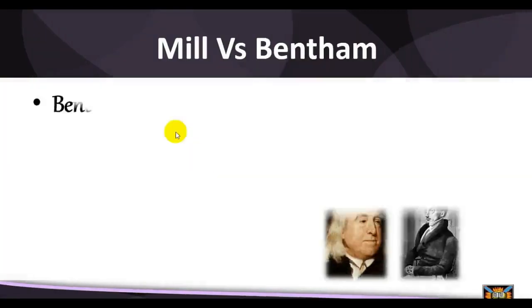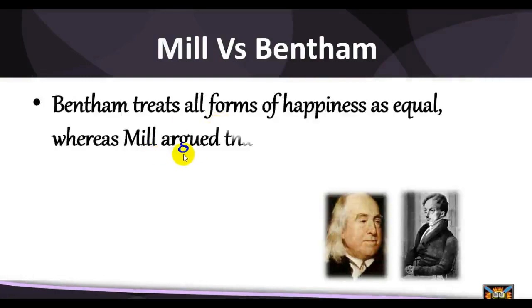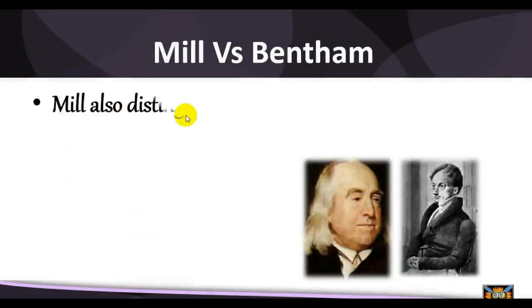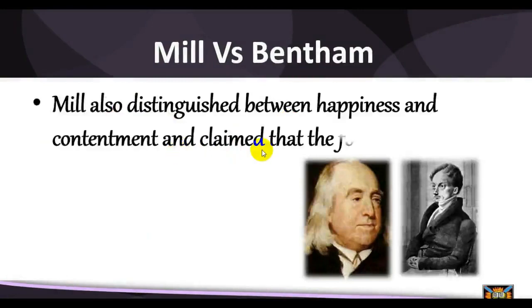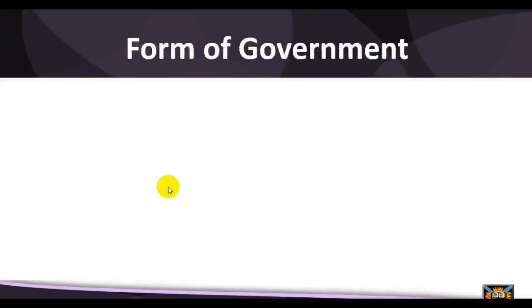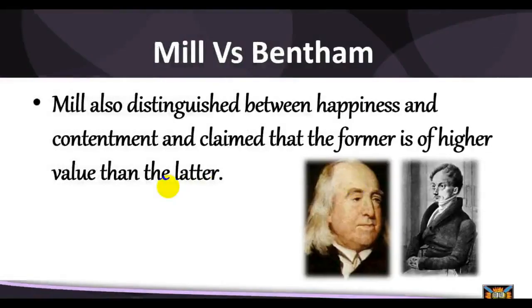Bentham treats all forms of happiness as equal, whereas Mill argued that intellectual and moral pleasures are superior to mere physical forms of pleasure. Mill also distinguished between happiness and contentment, and claimed that the former is of higher value than the latter. He captured it this way: it is better to be a human being dissatisfied than a pig satisfied. Better to be Socrates dissatisfied than a fool satisfied. See Rosen F. 2003, Chin Liu T. 1980, and Sabine and Thorson 1973.